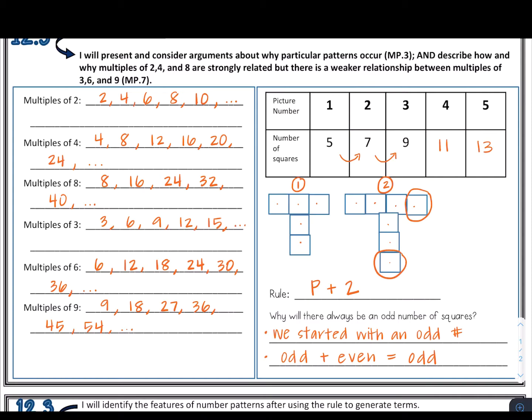Why will there always be an odd number of squares? Well, we started with an odd number, 5, and we know that anytime we have an odd number and we add an even number like 2, we're going to end up with an odd number as the sum.